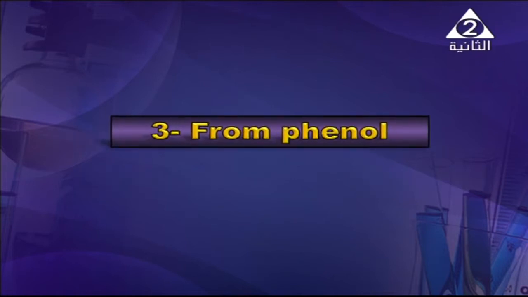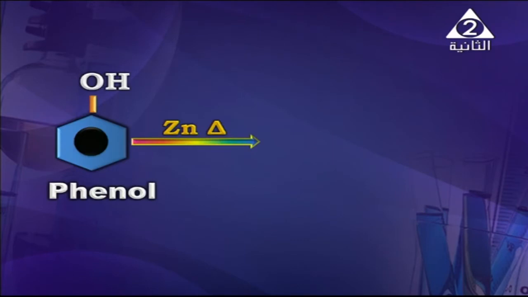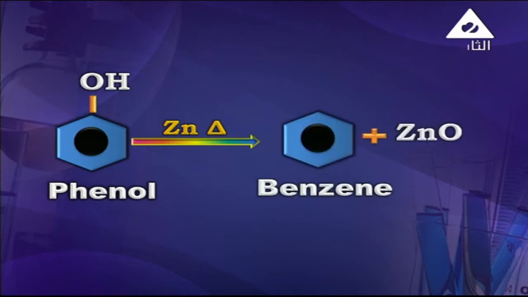The third way is preparation from phenol. By passing phenol vapor on the surface of hot zinc powder, which reduces phenol to benzene. As shown on the screen, phenol plus zinc and heating gives benzene, and zinc oxide is produced.